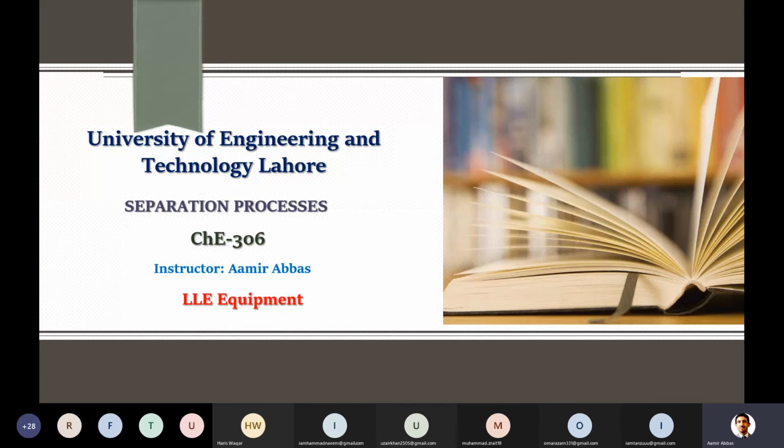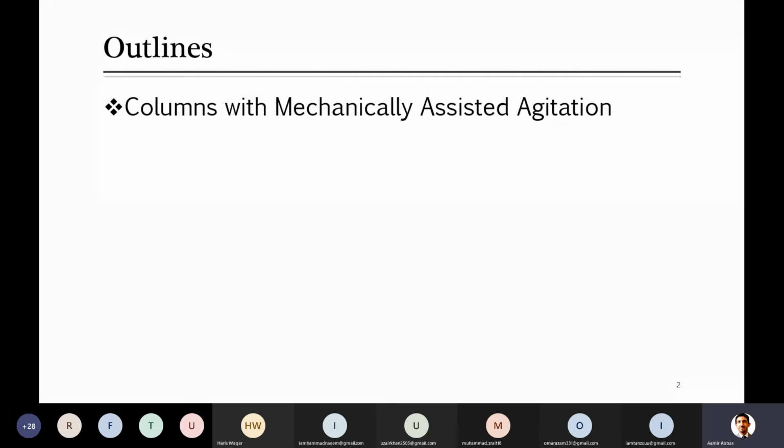Today we are going to continue with the liquid extraction equipment. This topic we started last time, but today majorly we will talk about mechanically assisted liquid extraction equipment. Before this, in the last lecture and even in the second last lecture, we started with the discussion about liquid extraction, and you were just introduced to the basic terminology, the system, the mechanism, and some industrial applications of this technique.